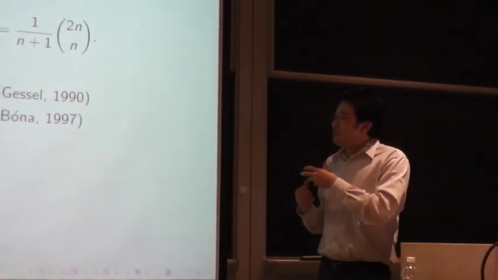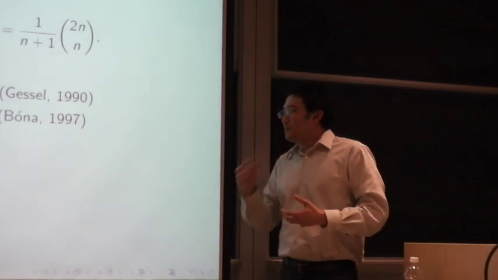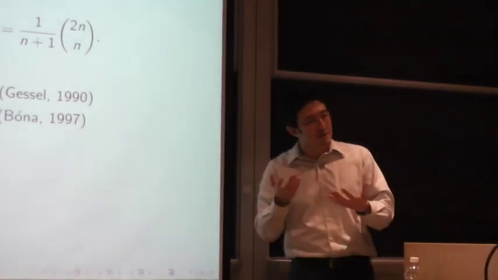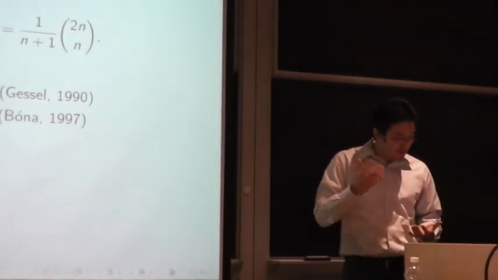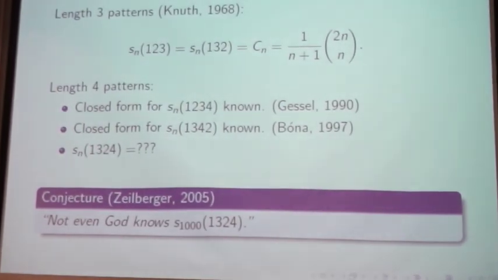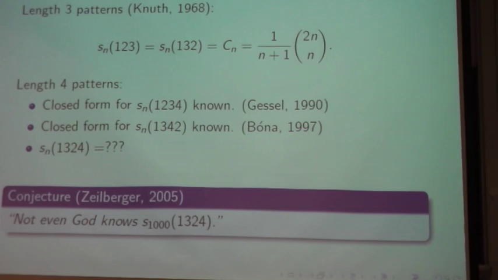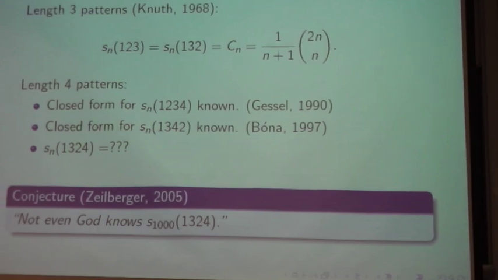Just to emphasize the difficulty of this pattern, there's an annual permutation patterns conference. In 2005, the plenary speaker made the following conjecture, that not even God knows the 1,000th term of this sequence, by our very own Albert. This conjecture remains open and is often quoted.